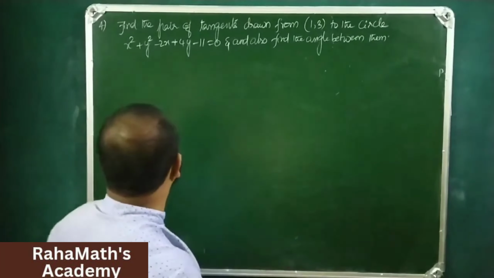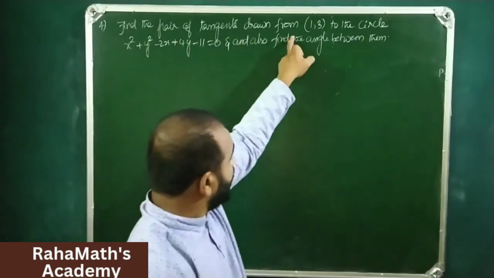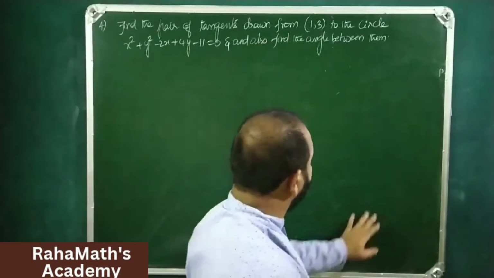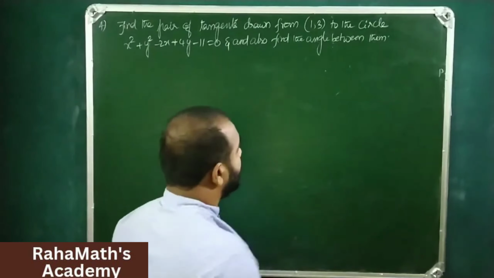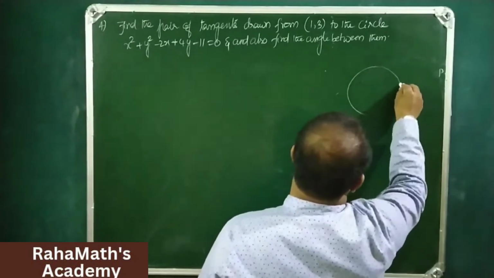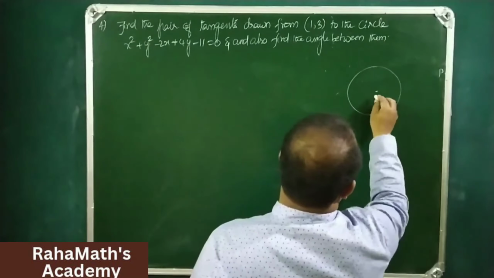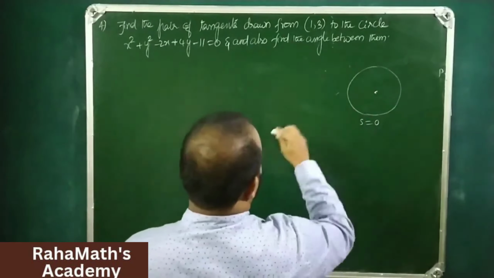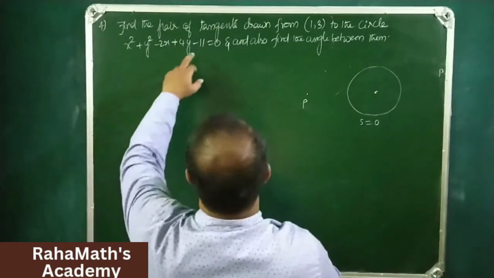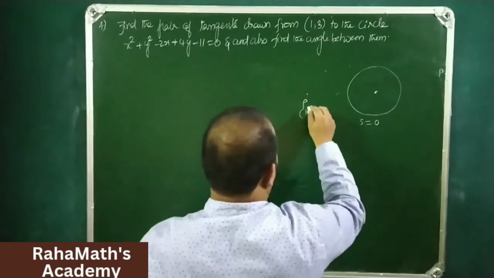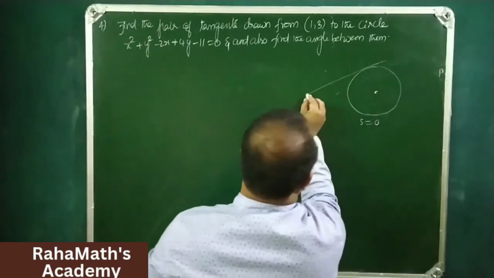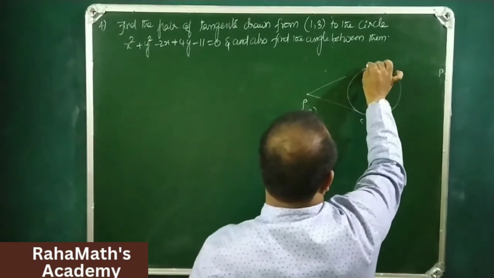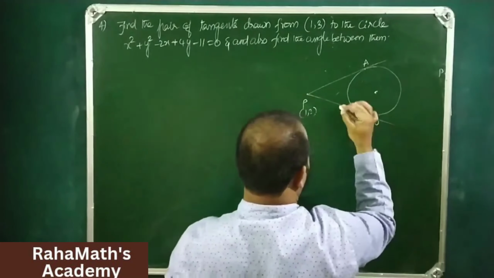The next question is, find the pair of tangents drawn from (1, 3) to the circle, and also find the angle between them. So this is the circle given, and this is S equals 0, let us assume, and this is point P which is (1, 3). From an external point, how many tangents are possible? Two tangents are possible. Let us suppose that this touches at A and this touches at B, for example.